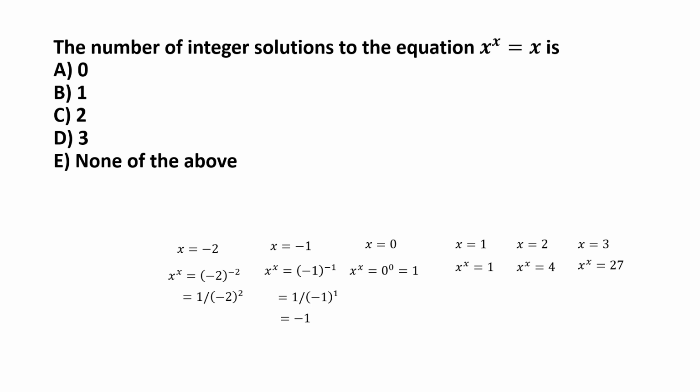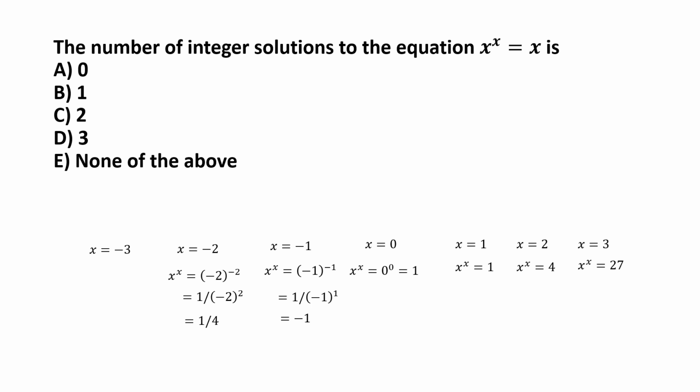And now my exponent becomes positive in the denominator. So I have 1 divided by (-2) whole to the power 2, right? And this becomes 1 by 4. So the value, magnitude-wise, kind of shrinks, right? Value of x to the power x.